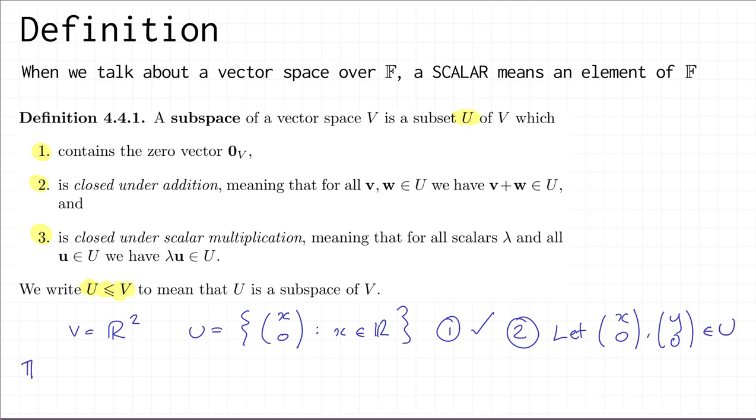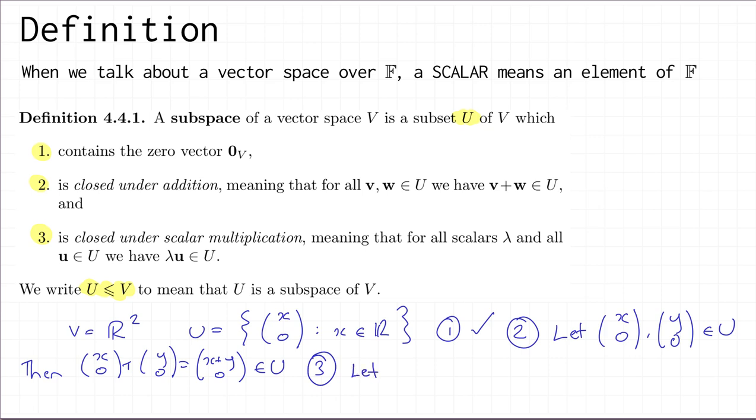Then their sum is (x plus y, 0), and that has second coordinate 0, so it's an element of U. That means property 2 is okay. We check that the sum of any two elements of U is another element of U. And so finally, property 3, I have to do closure under scalar multiplication.